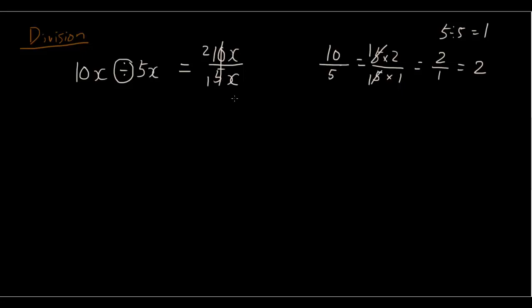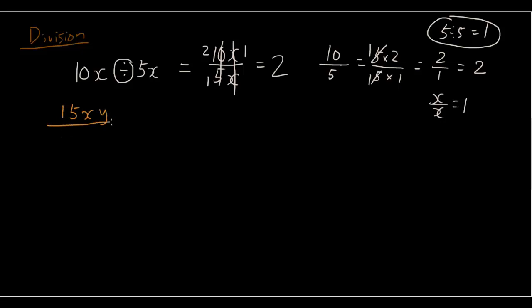And x divided by x, well, anything divided by itself, as we've seen here, is equal to 1. So x divided by x is 1. So therefore we can cross them out and change it to 1. So 2 times 1, the answer is 2. Let's try another one.